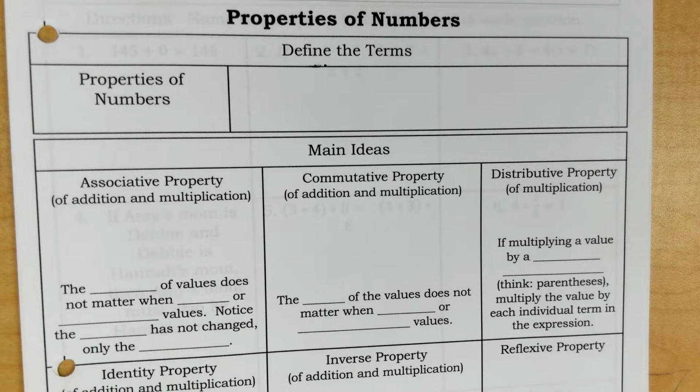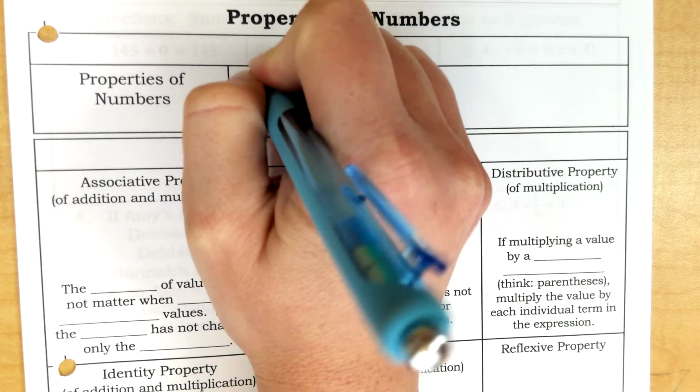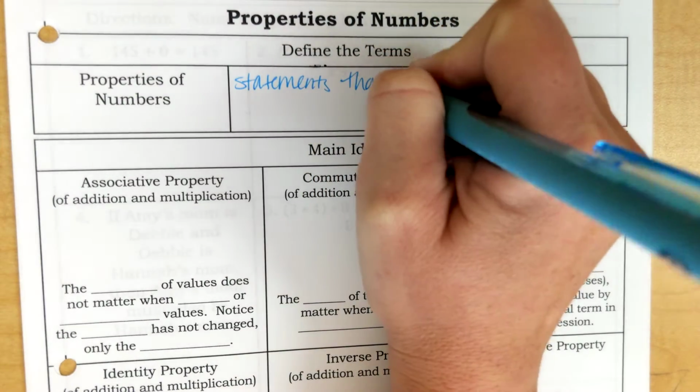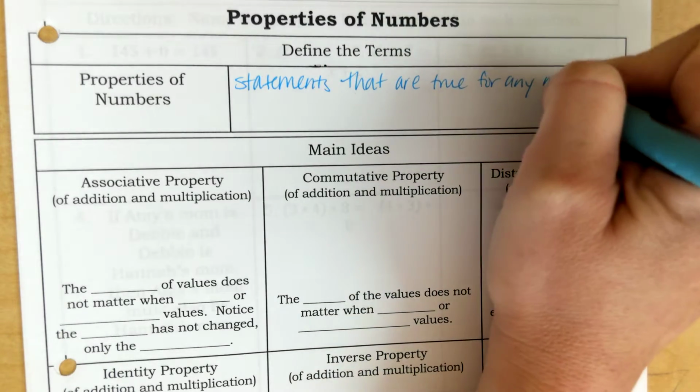Alright, so properties of numbers is the next topic that we're going to be covering. A lot of these you have seen before, but there may be some that are newer or just haven't seen very often in the past. So properties of numbers, starting off with the definition, are statements that are true for any numbers.